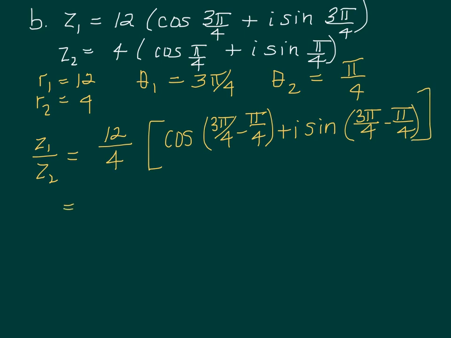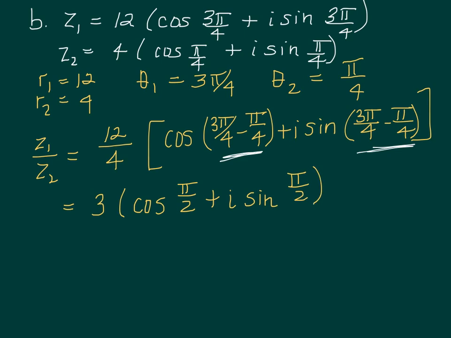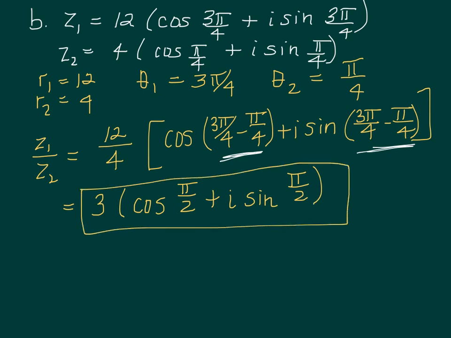So simplifying this, you're going to get 3. And look, our denominators are already the same, so they made it easy for us. This will be cosine of 2 pi over 4, which is pi over 2, plus I sine, same thing, 2 pi over 4, which is pi over 2. And then we are done. So leave your answers in polar form.